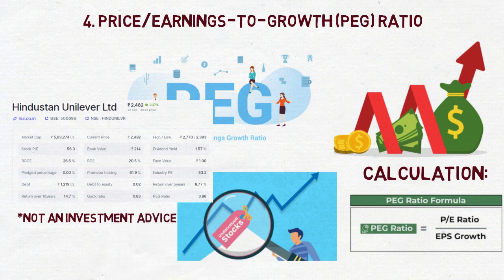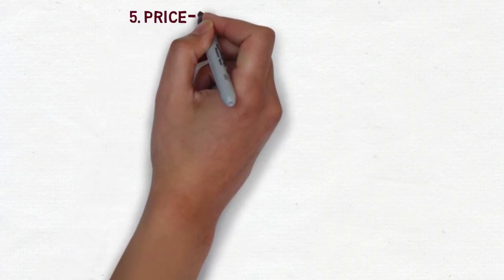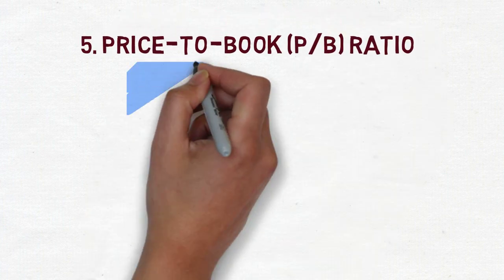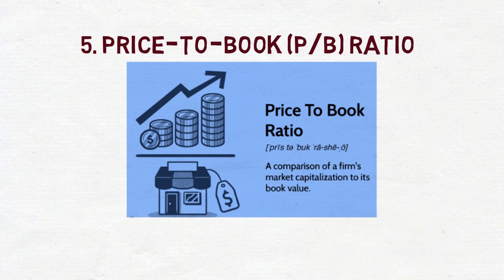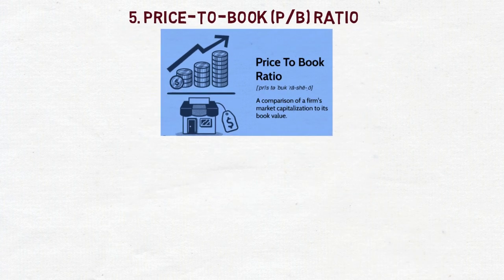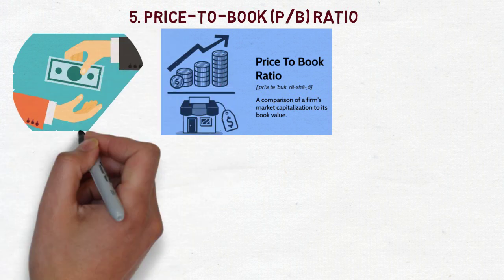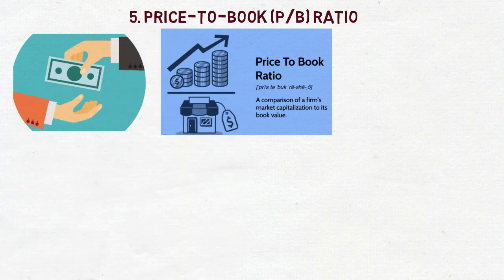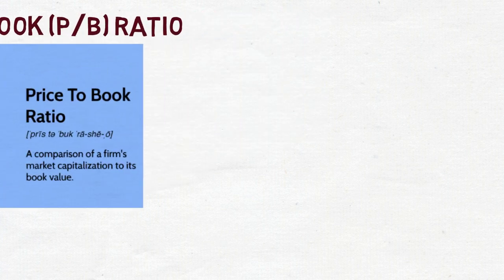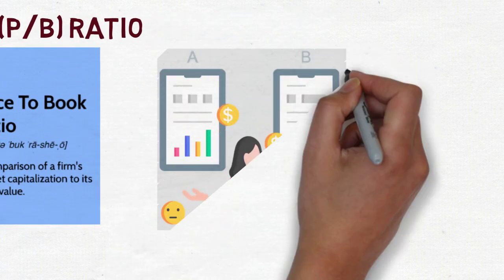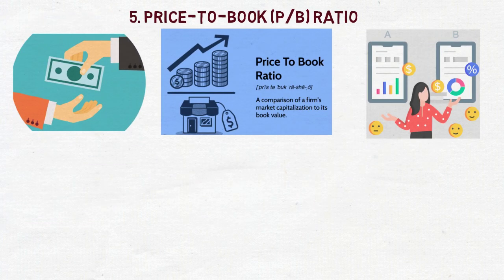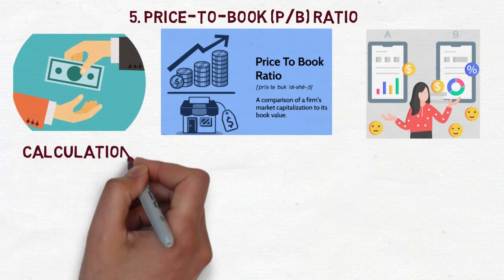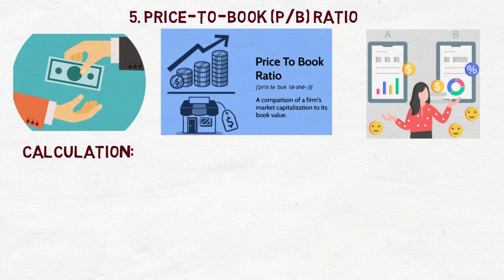Next ratio is price to book ratio or the PB ratio. The price to book ratio is a measure of company's share price in relation to its book value, which in other words indicates the price investors must pay for each rupee of the book value. Like the price to earning ratio, this relative metric is better suited for comparison against other companies or industries. Price to book ratio is calculated by dividing the company's current share price by its book value per share.